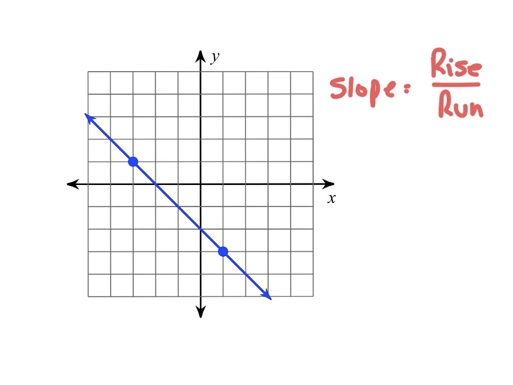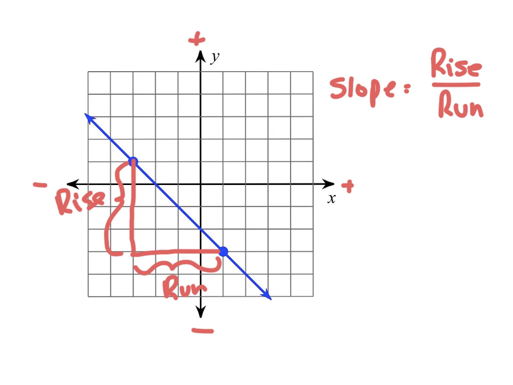And the way you do that is simply to start at the left-hand line and draw a vertical segment until you get immediately across from the second point, and then you draw a horizontal segment. Now, the number of squares that you went up or down is called the rise, and the number of squares that you went left or right is called the run. Now, what we usually say is that when you move up or right, you're heading in the positive direction, and when you move down or left, you're heading in the negative direction.